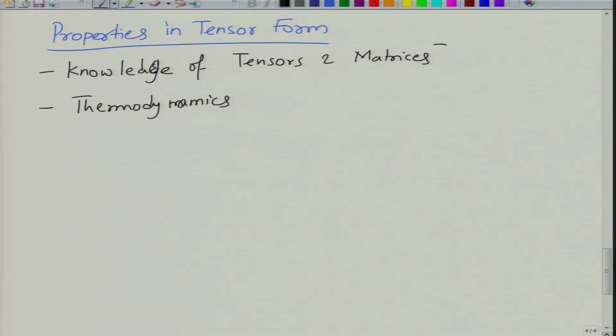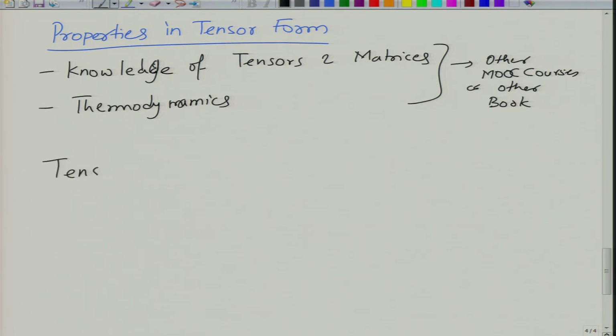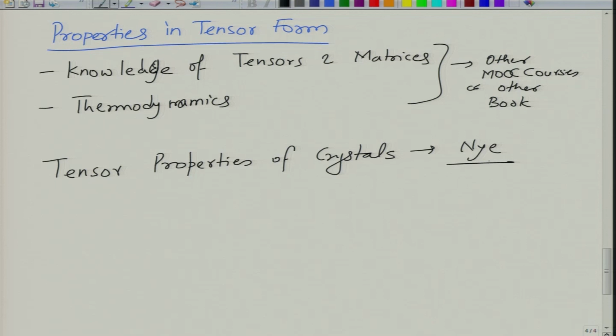If you do not have knowledge of these subjects, then I would say you look at the other MOOC courses or other books. For example, for looking at tensor properties of crystals, I can recommend a book by Nye. This is a very nice book on tensor properties of crystals, and let me give you one or two more references. This is basically physical properties of crystals.